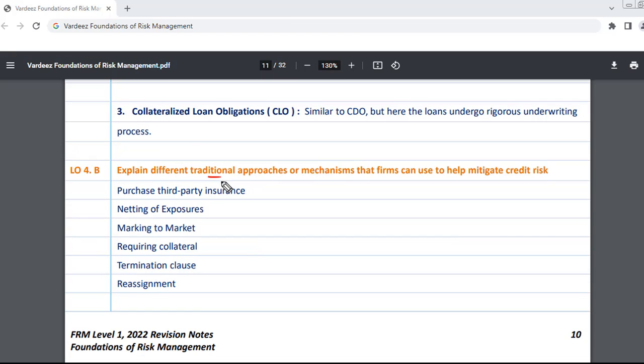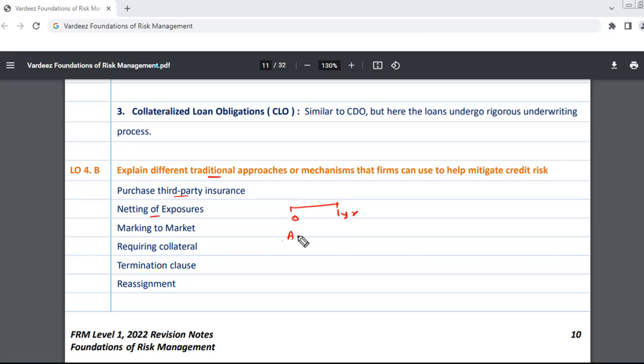Now let's look at the traditional approaches or mechanisms that firms could use to help mitigate credit risk. The very first thing is to purchase third-party insurance. I mean, it's simple, right? You purchase third-party insurance, and now you don't have to worry about the credit risk. That's very simple.